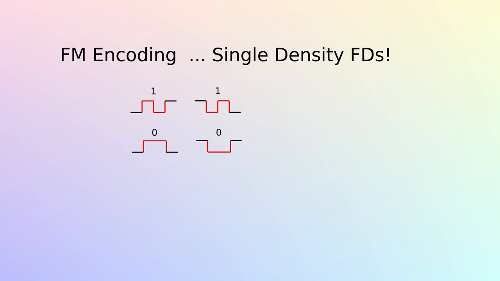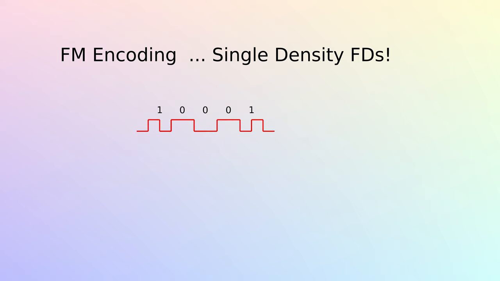So let's go to this first one. Let's represent one as a one and zero, and a zero as a one, or vice versa, actually. If they are back to back, they are flipping upside down. It is called FM encoding, like frequency modulation encoding. And this is the encoding that is used in single density floppy disks.